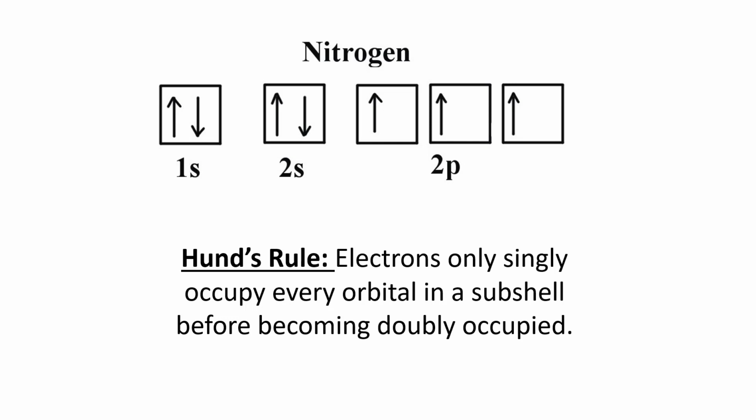All right, and then also notice they're all up. So the rule is the first electron has a spin up, the next electron that joins it in the orbital is spin down. Okay, so that's our Hund's rule here. This is how we occupy them.